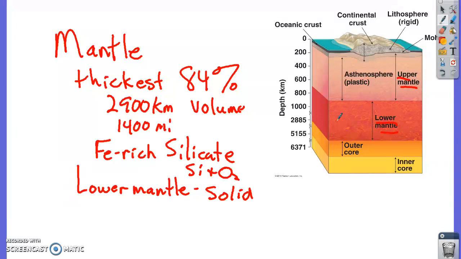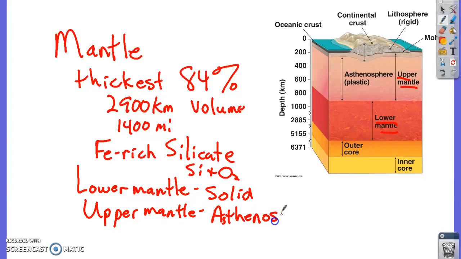Now the upper mantle is the part that we're probably a little more interested in because it's getting closer to where we live. It has two parts. The top part of the upper mantle is called the asthenosphere. Asthenosphere, not Athensosphere, but asthenosphere.